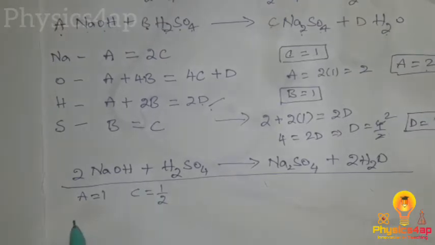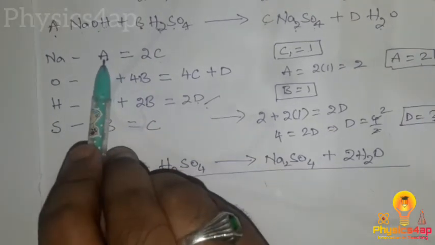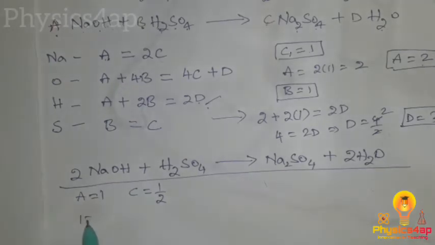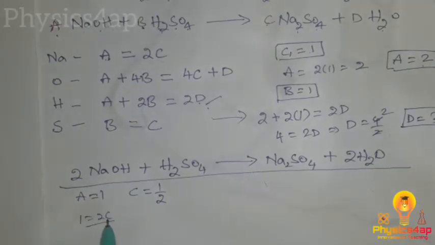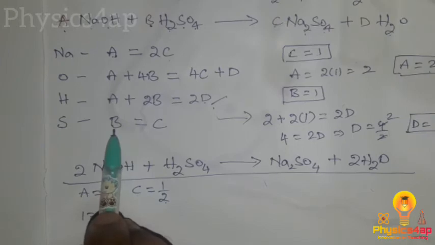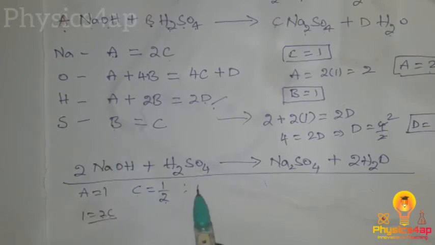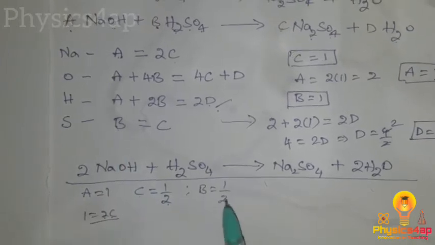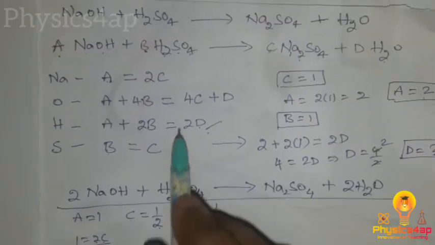So as A equals 2C, if you take A as 1, then 1 equals 2C. From this you want the C value, so if you take the reciprocal of 2, we get C equals 1 by 2. Now as you got C equals 1 by 2, the B value also will become 1 by 2, right?